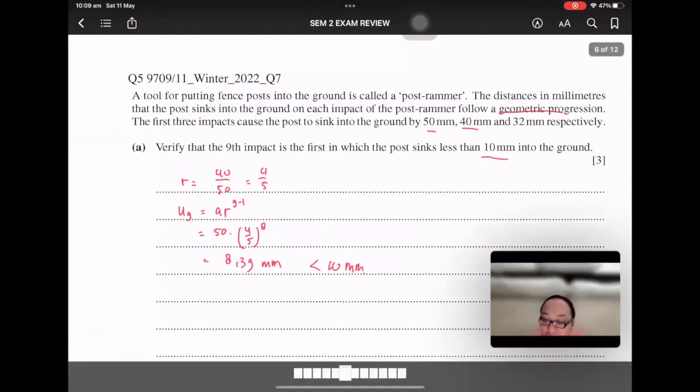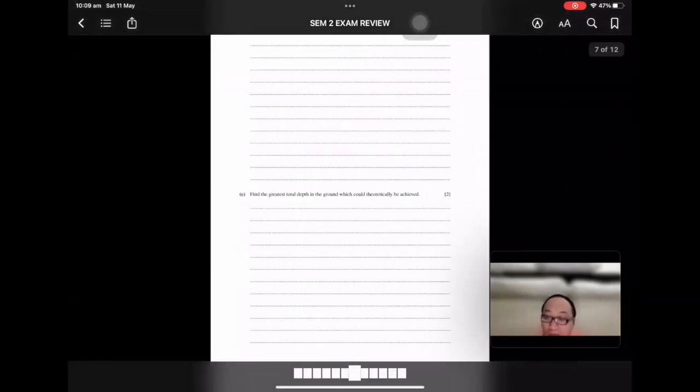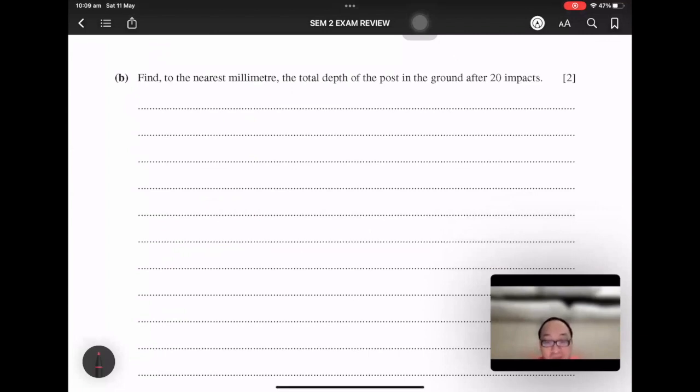That's for number 5(a). (b) Find, to the nearest millimeter, the total depth of the post in the ground after 20 impacts. So we find the total, the sum of the first 20 terms: a(1-r^n)/(1-r). So a is 50, r is 4/5, to the power of 20, over 1 minus 4/5.